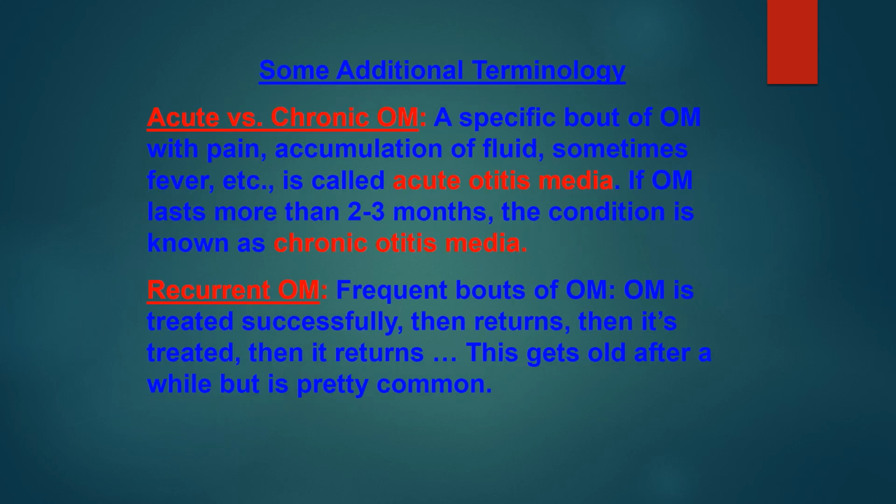Acute versus chronic otitis media. A specific bout of otitis media with pain, accumulation of fluid, sometimes fever, etc. is called acute otitis media. If otitis media lasts for more than 2 to 3 months, the condition is known as chronic otitis media. In recurrent otitis media, there are frequent bouts of otitis media that are treated successfully, then return, and this gets old after a while and is pretty common.